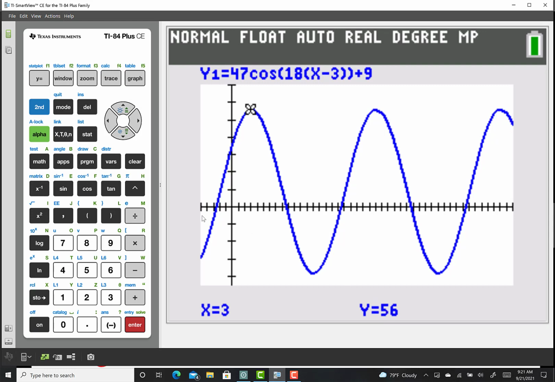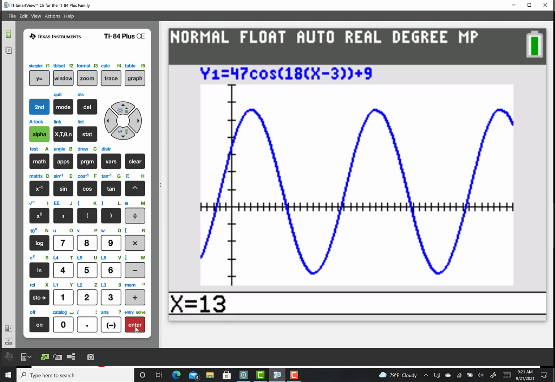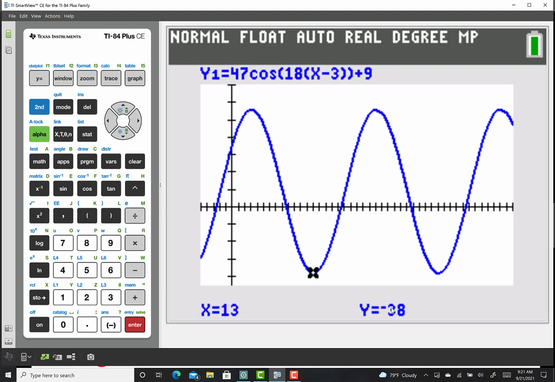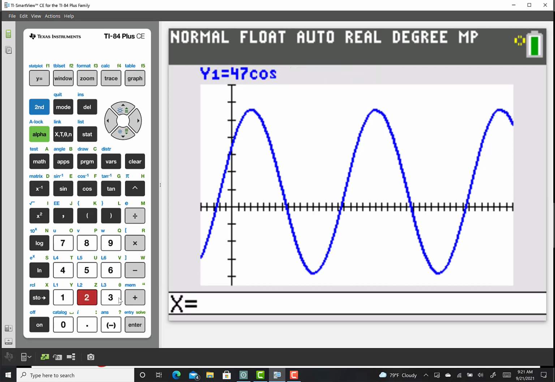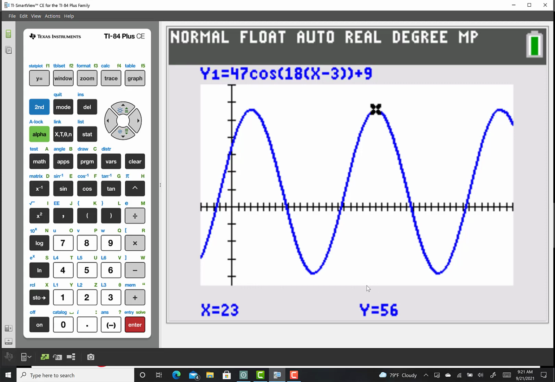What was the low point? Give me the x coordinate. What was it? 13. 13, enter, and check it out. There it is, negative 38. And then give me one more high point. What was the other one? 20 something? 23, enter. And there it is, guys. It works. Cool, right? All right.